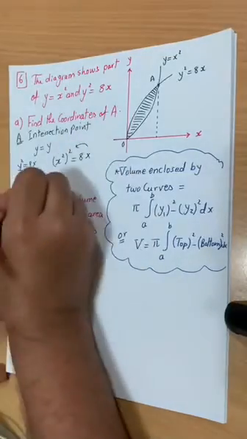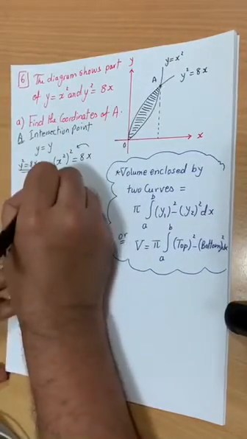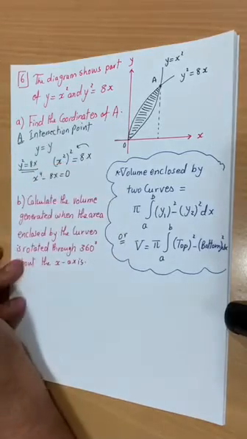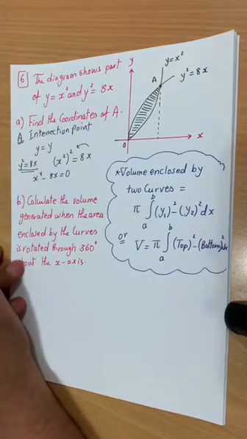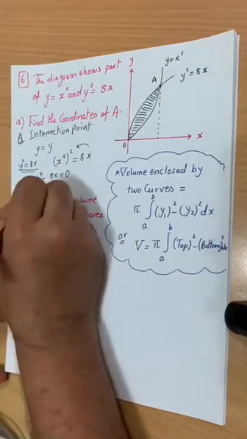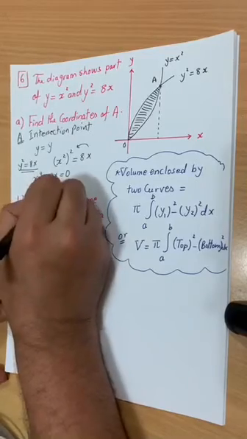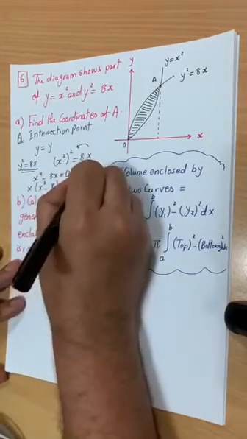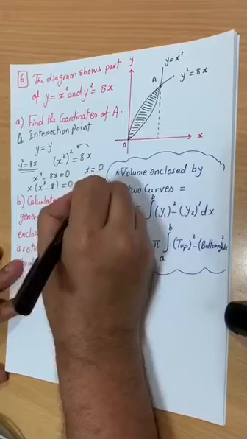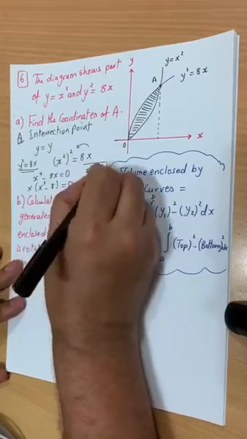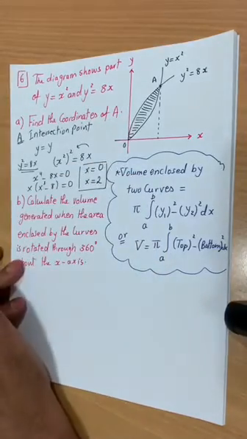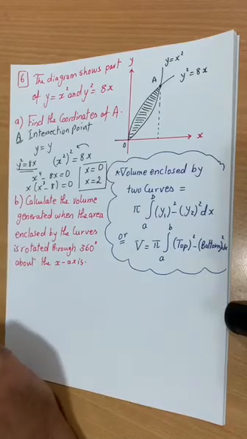Move that to the other side. x to the power 4 minus 8x equals 0. You don't have that on the calculator, but you're supposed to take x as a common factor. So x cubed minus 8 equals 0. We'll find two values of x. x equals 0 and x is equal to 2, because cubic root of 8 is equal to 2.